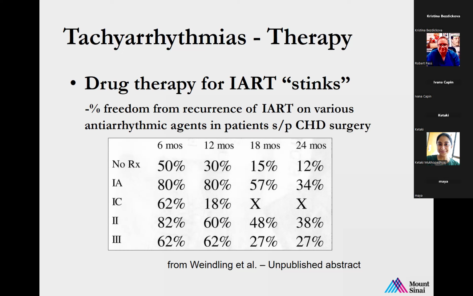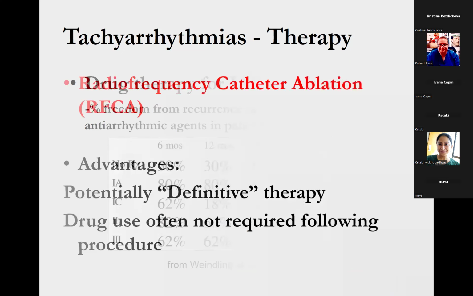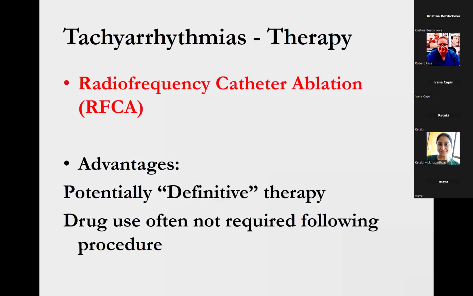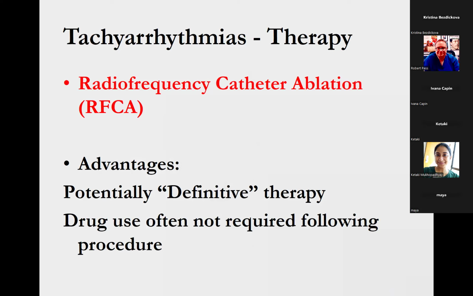And that really is the main rationale why catheter ablation came into being or was so important because, of course, as I've just described to you, in IART drug therapy is terrible, but even in regular garden variety SVT, drug therapy is not perfectly efficacious. And so the advantage, obviously, of catheter ablation is that it is definitive if it's effective. If it's effective, drug use is not required following the procedure.